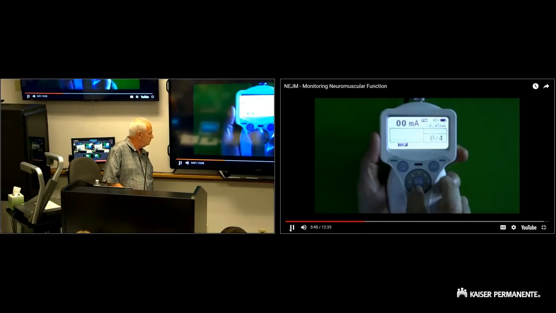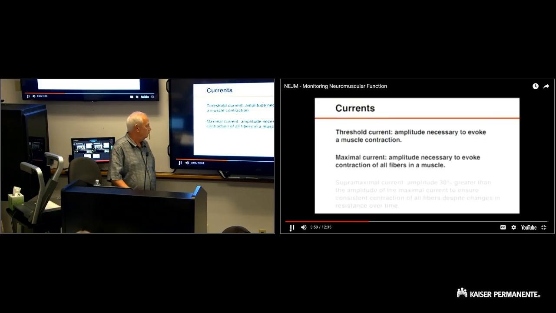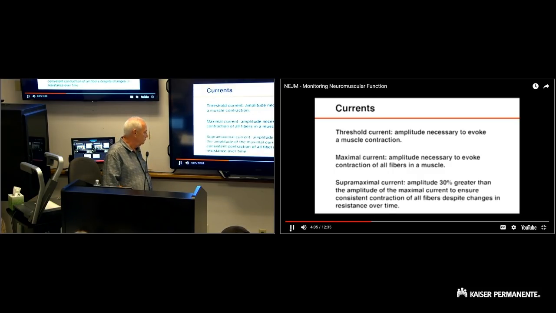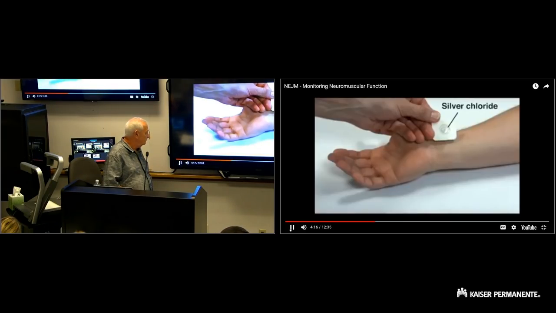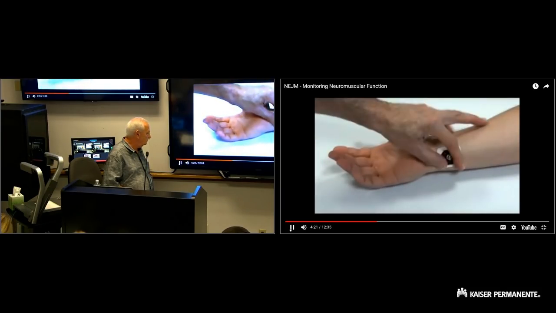Nerve stimulators and the stimulation units of the neuromuscular monitors deliver currents at amplitudes ranging from 0 to 80 milliamperes. The threshold current has the amplitude necessary to evoke a muscle contraction. The maximal current has the amplitude necessary to evoke contraction of all fibers in a muscle. The supramaximal current has an amplitude 30% greater than the amplitude of the maximal current to ensure consistent contraction of all fibers despite changes in resistance over time. The silver chloride interface of the electrode reduces skin resistance and enhances delivery of the current to the nerve.